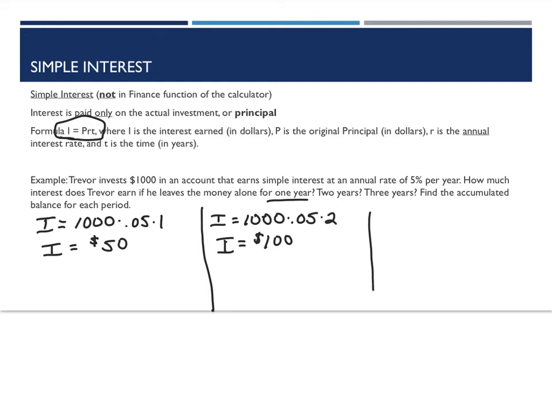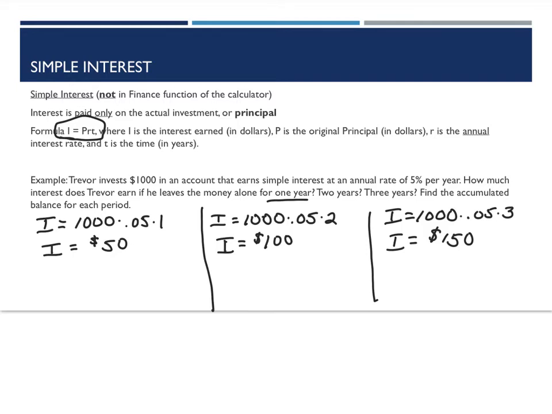And if he leaves it in there for 3 years, again, the first 2 things didn't happen. Simple interest is computed one time, only one, and that's at the end of the period. So this time he earns a total of $150 worth of interest. Simple interest, you only pay interest on the actual investment amount. So each time we only got interest on the original $1,000. We didn't get any interest added and then earn interest on our interest. That's what compound interest means.